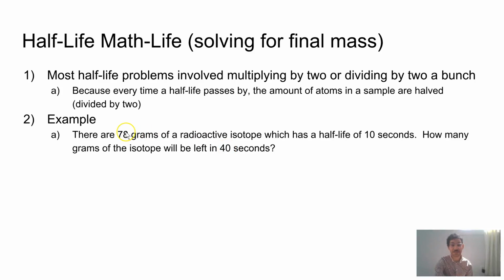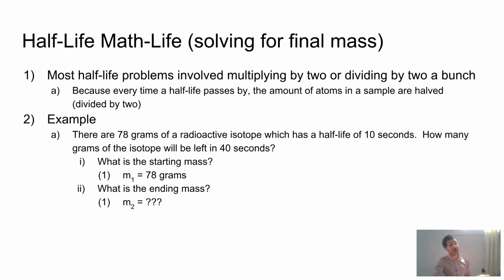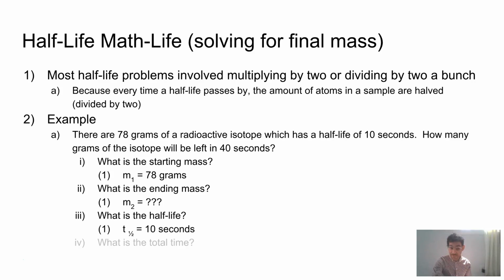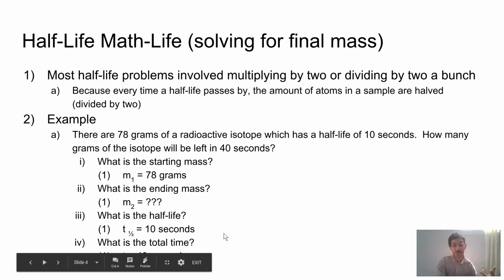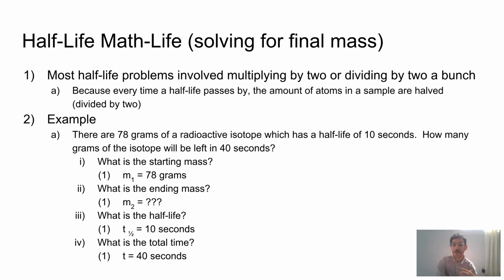So that means this is going to get chopped in half 1, 2, 3, 4 times if 4 half-lives go by. My starting mass I know, 78 grams. My ending mass, I don't know. I know the half-life, again, is 10 seconds. The total time is 40 seconds. From this, I can figure out how many half-lives went by, and that's really going to be our jumping off point for all of these problems. The first thing we want to do is figure out how many half-lives went by. So we know 4 half-lives went by, as I said.